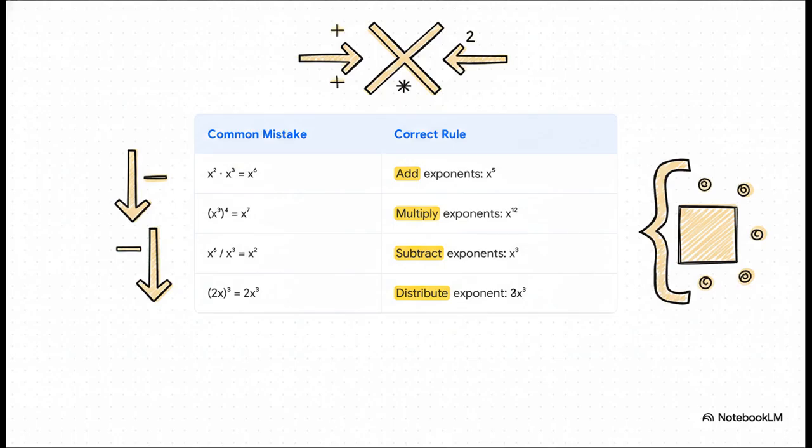When you multiply terms, you add the exponents. Got it. When you raise a power to another power, that's when you multiply. When you divide, you subtract. And the one that gets everybody: don't forget to distribute that exponent to everything inside the parentheses. That includes the number out front. Getting these 4 rules straight is a guaranteed way to pick up points.